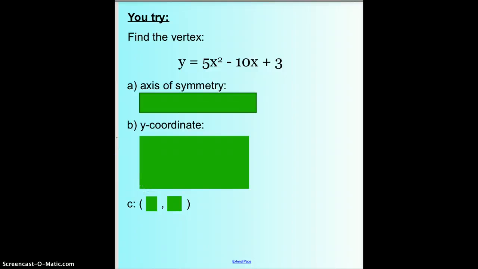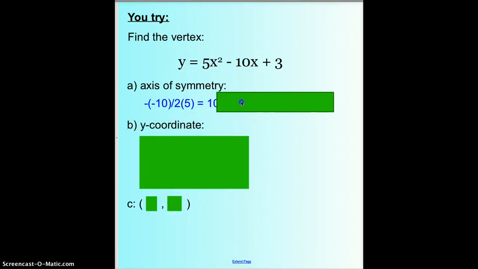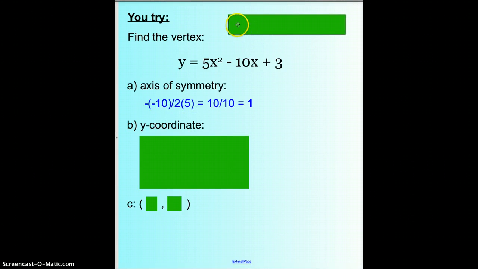Pause the video here as you try y equals 5x squared minus 10x plus 3 and find the vertex of this graph. For the axis of symmetry, -b over 2a, first you have -(-10) divided by 2 times 5, which is a. 2 times 5 is 10, and -(-10) simplifies to +10 as our numerator. 10 divided by 10 equals 1.